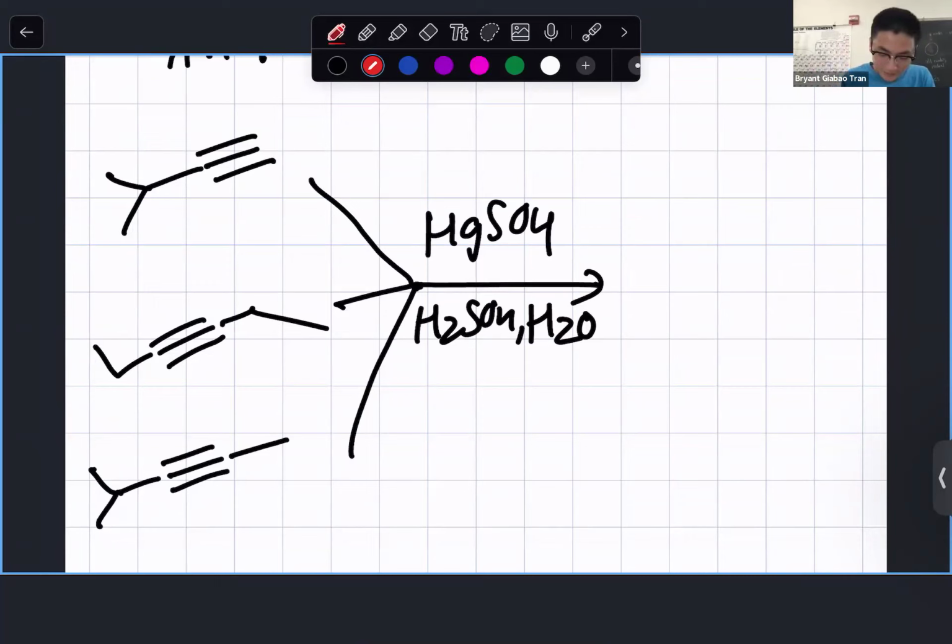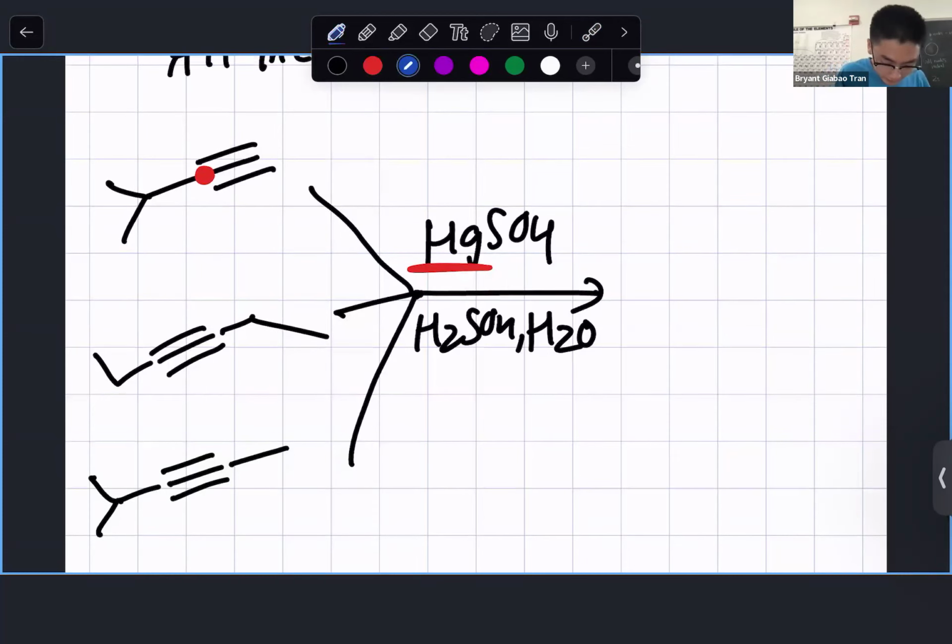Markovnikov, right? Because we have mercury here, and when you see mercury, always think of Markovnikov. Like in alkenes, it was oxymercuration, demercuration. In this case, this is hydration of alkyne. For the terminal alkyne, the Markovnikov position, the more substituted position, is that carbon right there, where it's going to go through this intermediate right here. We're going to add the alcohol at the more substituted position where the alkyne becomes an alkene.